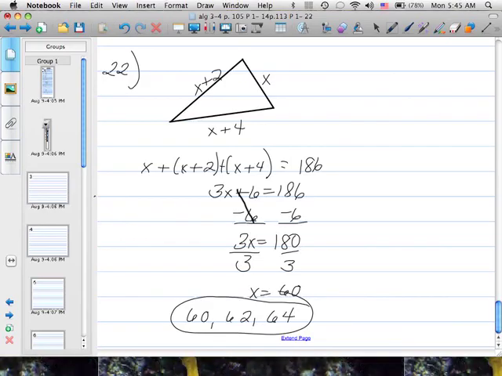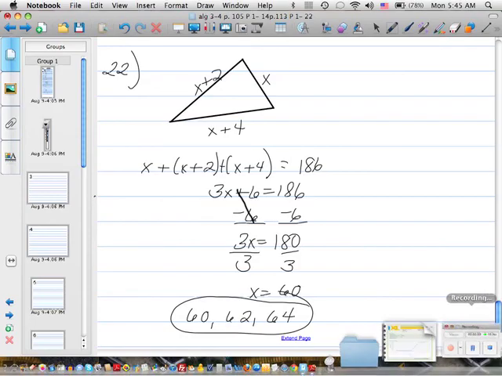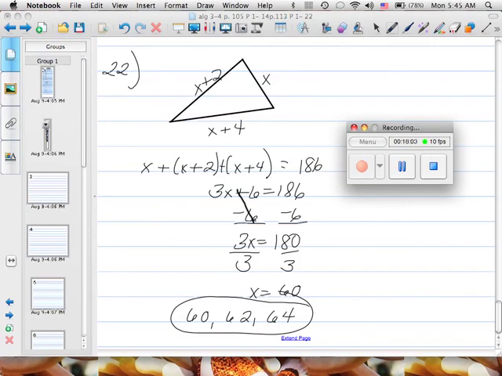Collecting like terms, the 3x, and then I have 6, so I get 3x plus 6 equals 186. Undoing addition first, subtract the 6 from both sides. I get 3x equals 180. Divide by 3, x equals 60. So my three sides are 60, add 2 to get the next even number, 62 and 64. And if I add those together, I get 186.